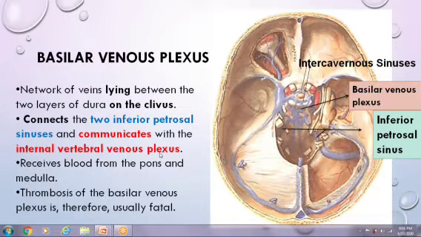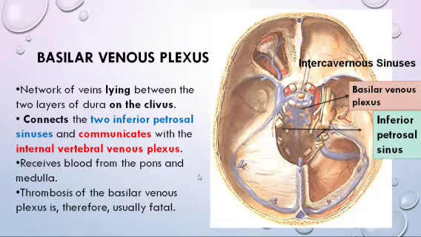So other than this, this basilar venous plexus receives blood from the pons and medulla oblongata. So thrombosis of the basilar venous plexus is really fatal because it communicates with the internal vertebral venous plexus.